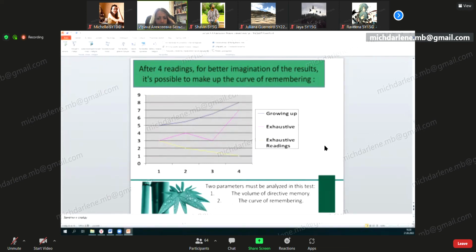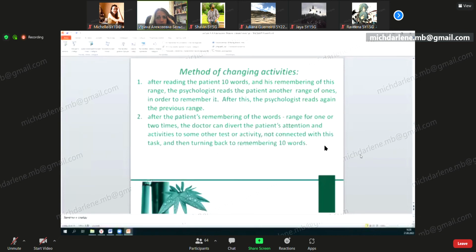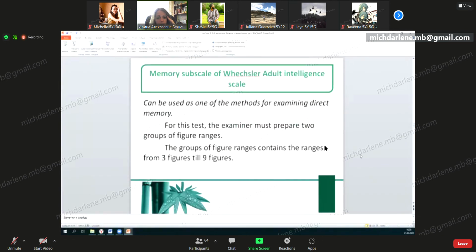The next method is the Wechsler subscale test, or another name, the subscale of the Wechsler adult intelligence scale. That's the whole name of this test. It can be used as one of the methods for examining direct memory. For this test, the examiner must prepare 2 groups of figure ranges, and the groups of figure ranges contain ranges from 1 till 9 figures. Of course, it must be 2 parallel groups of figure ranges.